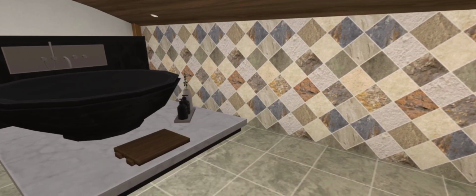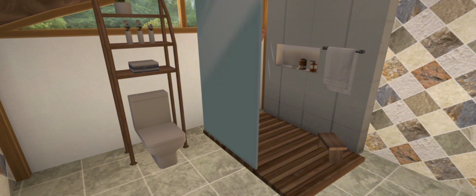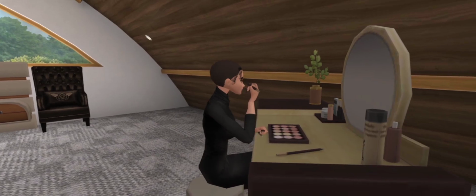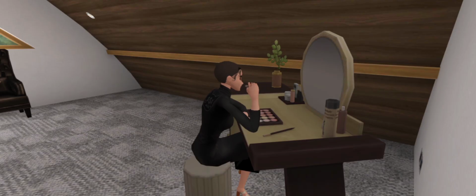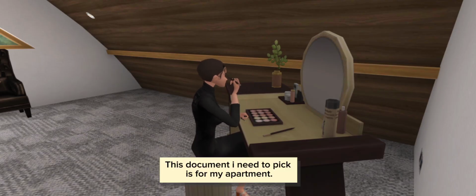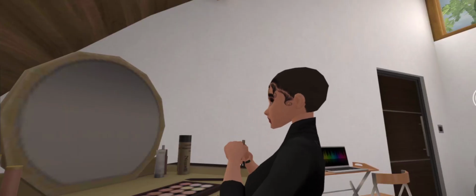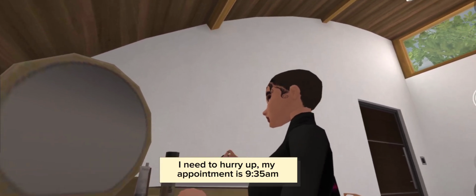Also cute. Time to take my bath. I have to go out to pick up some documents. Finished dressing up, applying my makeup. This document I need to pick up is for my apartment. I need to hurry up. My appointment is at 9:35 a.m.